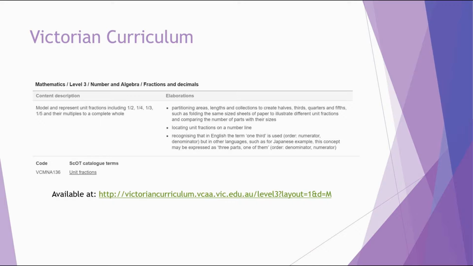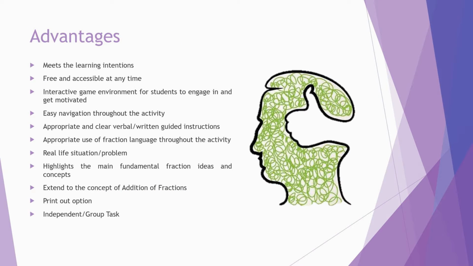According to the Victorian curriculum, Level 3 is to model and represent unit fractions including 1/2, 1/3, 1/4, 1/5, and their multiples to a complete whole. The learning intention of the online resource links directly to partitioning areas and locating unit fractions on a number line. Some of the advantages of the online resource are that it meets the learning intentions, it uses appropriate fraction language, it provides real-life situations for students to be able to form a connection with and become critical thinkers to be able to solve the problem.